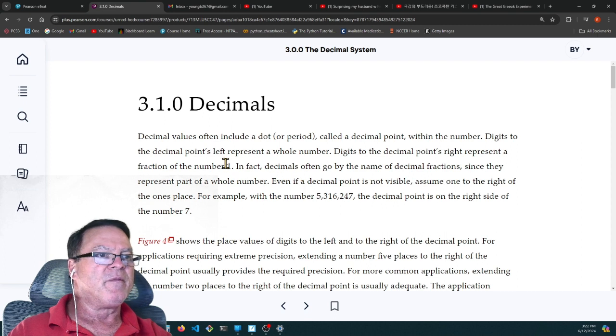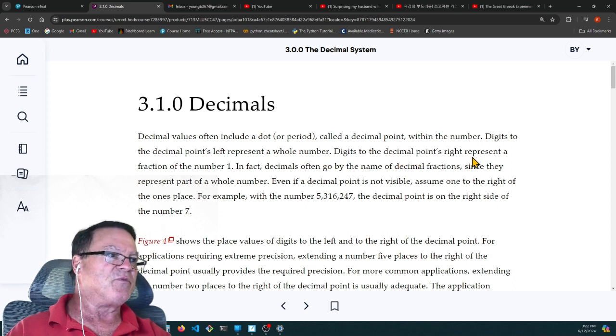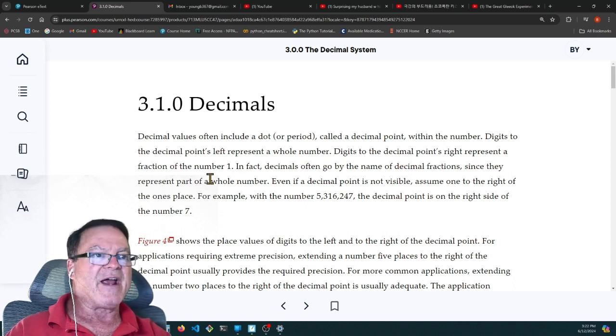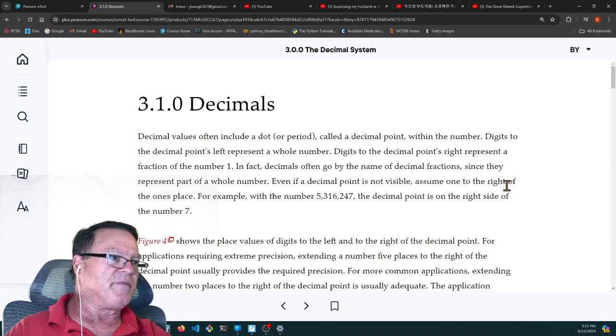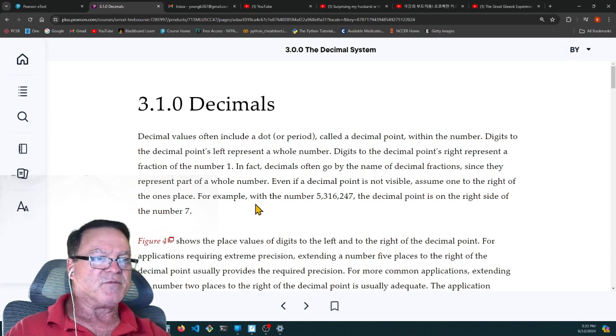Decimals. Decimal values often include a dot or period called a decimal point within the number. Digits to the decimal point's left represent whole numbers. Digits to the decimal point's right represent fractions of the number 1. In fact, decimals often go by the name of decimal fractions since they represent parts of a whole number. Even if a decimal point is not visible, assume one to the right of the ones place.